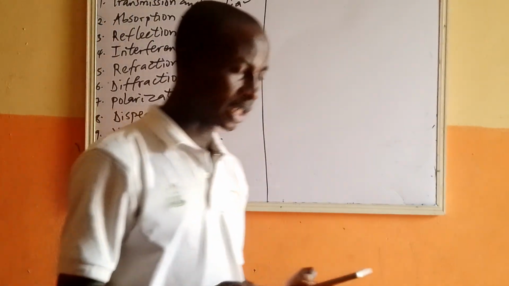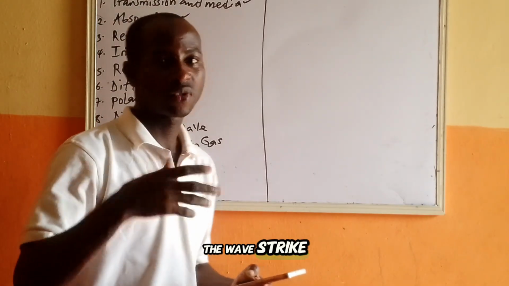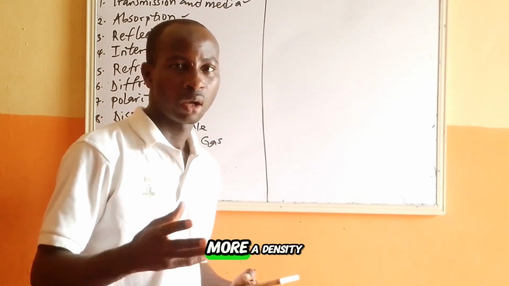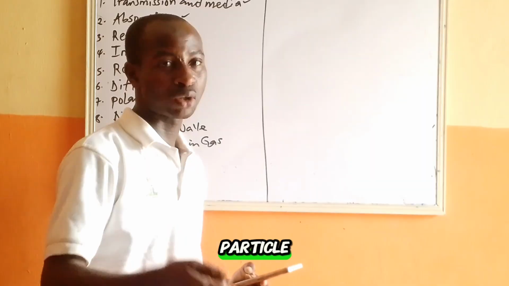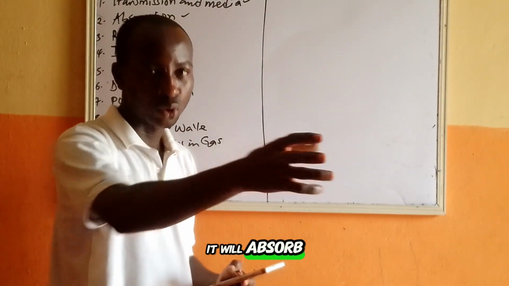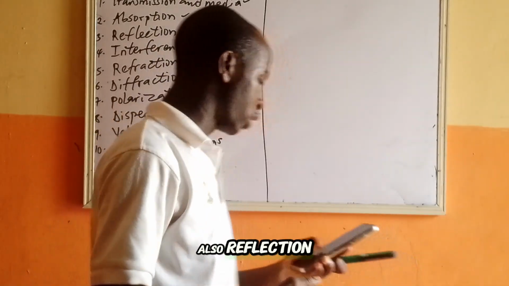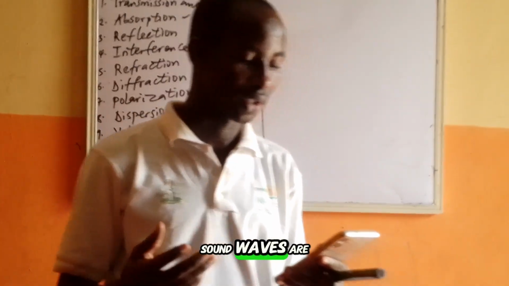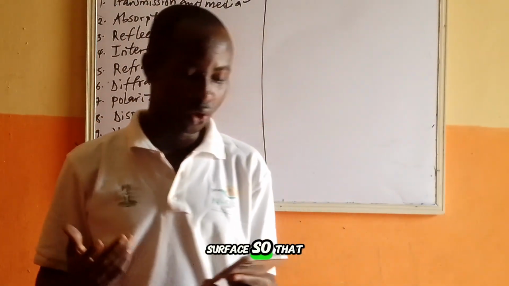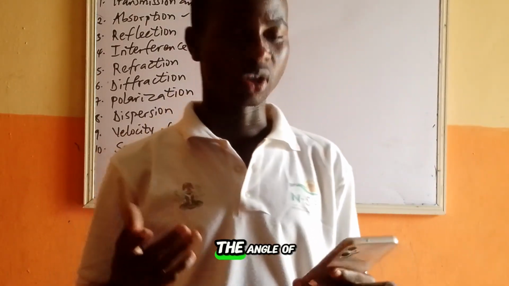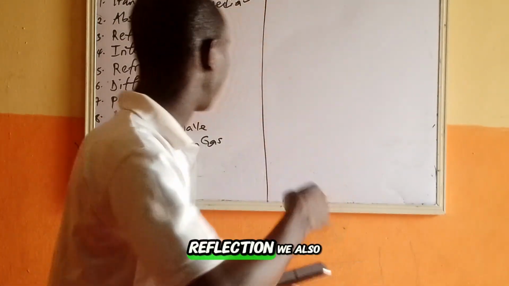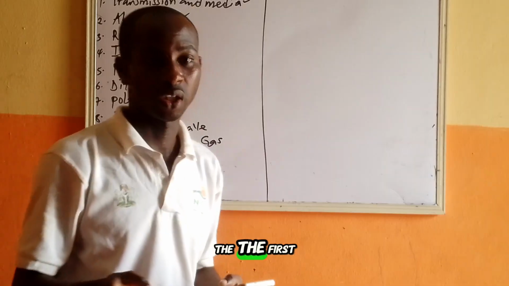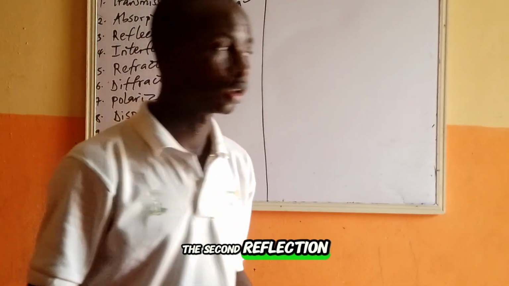So what we are talking about depends on the matter that the wave strikes. If the matter is opaque, with more density than the wave particle, of course there will be absorption. It will absorb that wave automatically. Also, reflection. Any wave motion can be reflected. As I've said, light waves and sound waves are reflected from a plane surface so that the angle of incidence is equal to the angle of reflection. Under reflection, we still have reflection under optics as a topic on its own. Then we're talking about Snell's law, the first reflection law and the second reflection law.